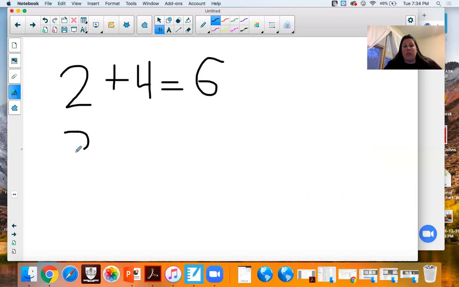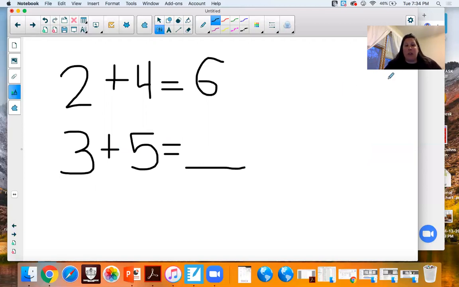Here's one for you to do on your own. 3. I'm going to make it really hard. 3 plus 5. You can figure out what 3 plus 5 is. I want you to put it into Seesaw and give me the answer. That way I know that you understand what we're doing.